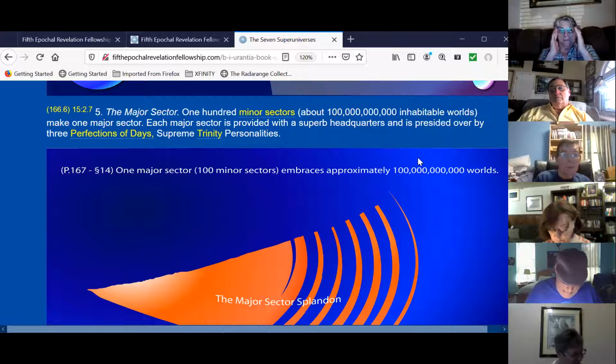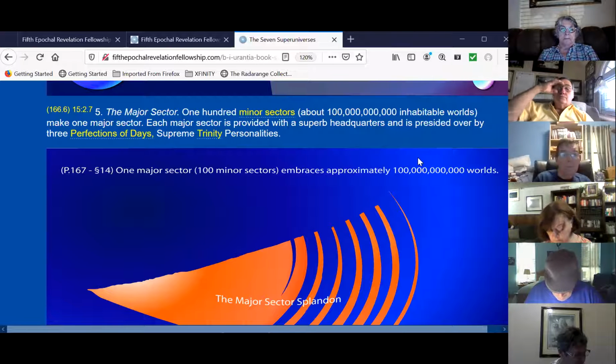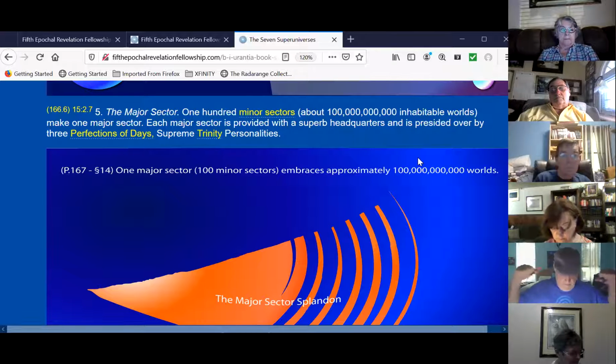5, the major sector. 100 minor sectors, about 100 billion inhabitable worlds, make one major sector. Each major sector is provided with a superb headquarters and is presided over by 3 Perfections of Days, supreme Trinity personalities.